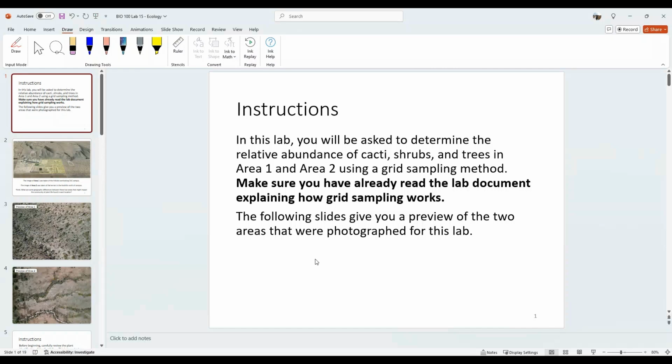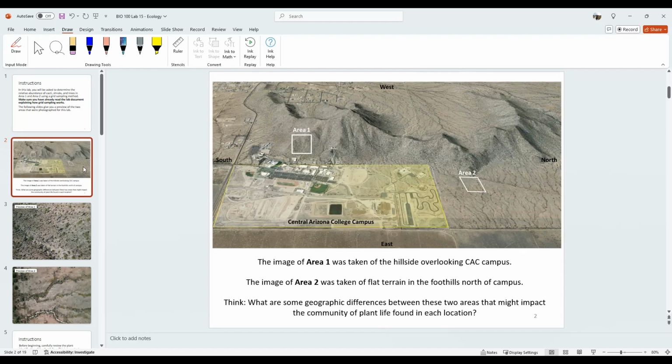Okay, hi everybody. This video is meant to give you extra guidance on how to navigate your way through the PowerPoint that is part of Lab 15. The overall goal of this lab is to take a look at two different areas of the desert in our environment and to compare the level of biodiversity of the plants in each of those two areas.